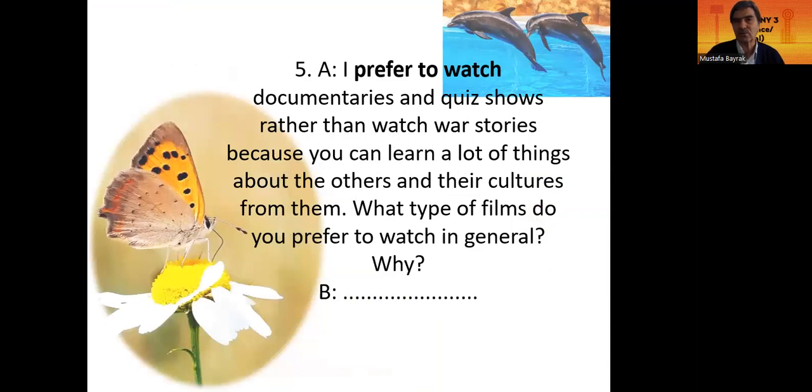Five, I prefer to watch documentaries and quiz shows rather than watch war stories because you can learn a lot of things about the others and their cultures from them. What type of films do you prefer to watch in general? Why? I prefer to watch detective stories rather than romantic stories because you can see some details and use your logic in detective stories. Okay.